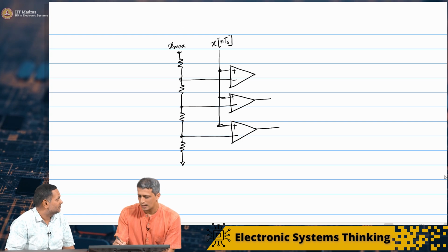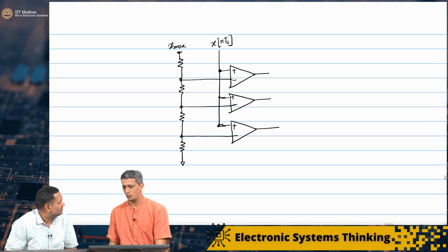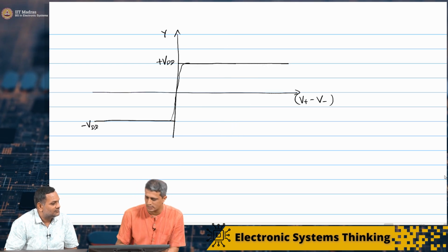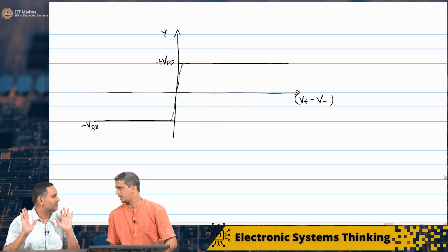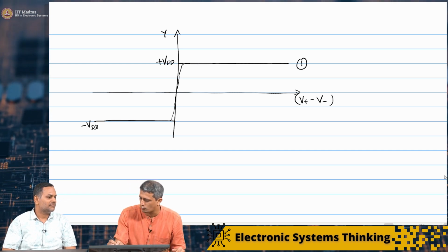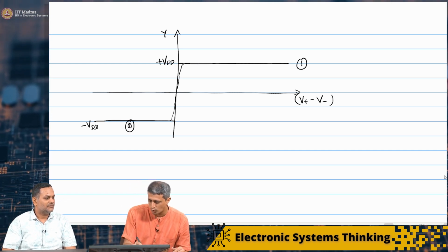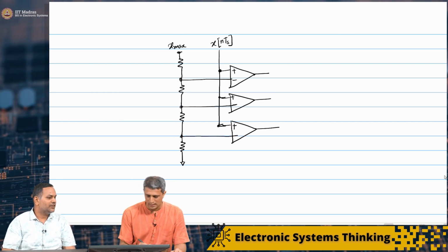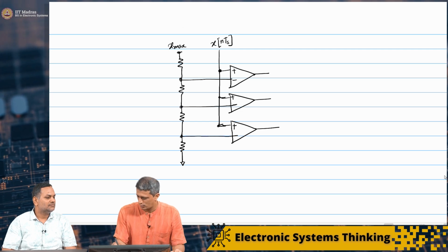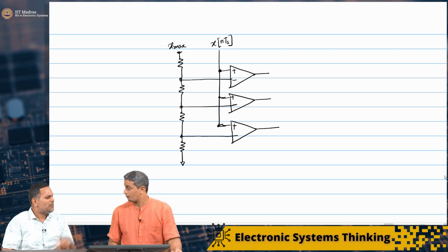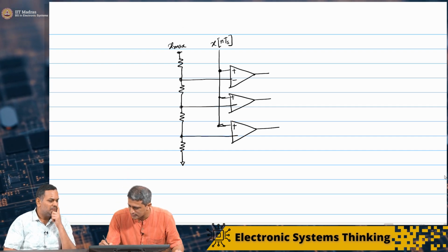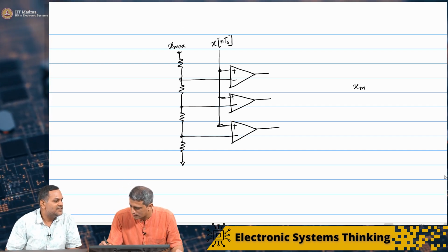Each comparator, by the way, is going to give us just plus VDD or minus VDD. In some sense, I can call this state 1, state 0. That's all. Abstractly, you can just assume that. So for example, maybe we can put in numbers.